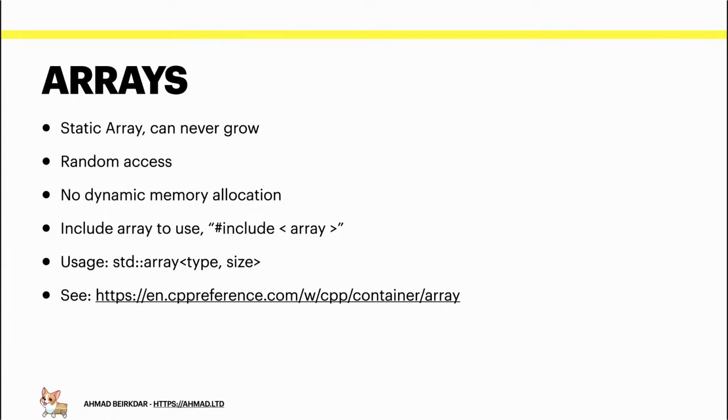They're static arrays. They can never grow. They're almost exactly like a vector, but they can never grow. They have random access like a vector. There's no dynamic memory allocation, so if you have an array, you can't change its size or append to it. You can include array, the same way we included strings and vectors: just do #include <array>. The usage is std::array, and then we put the type and the size of that array. The link I provided has all the things you can do on arrays.